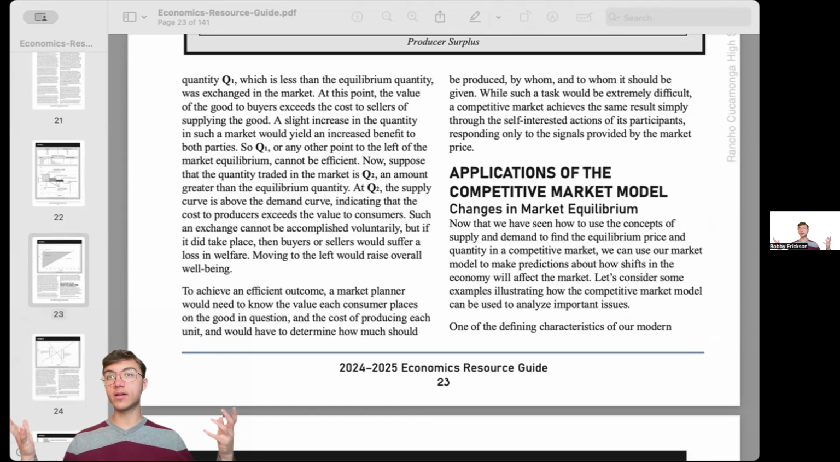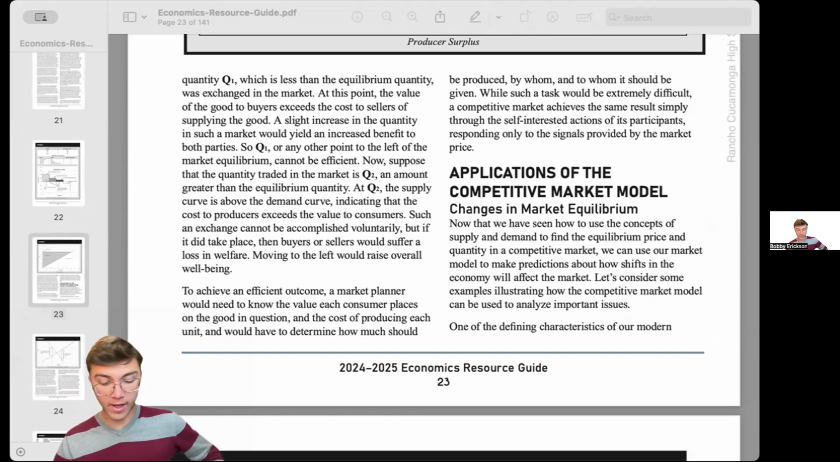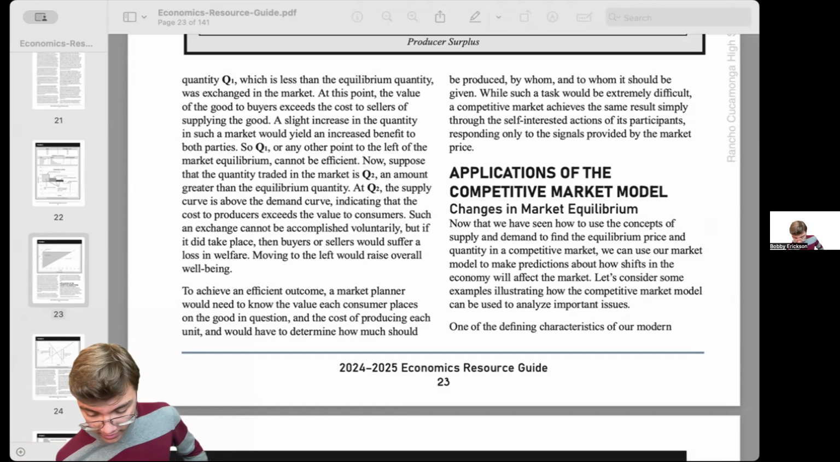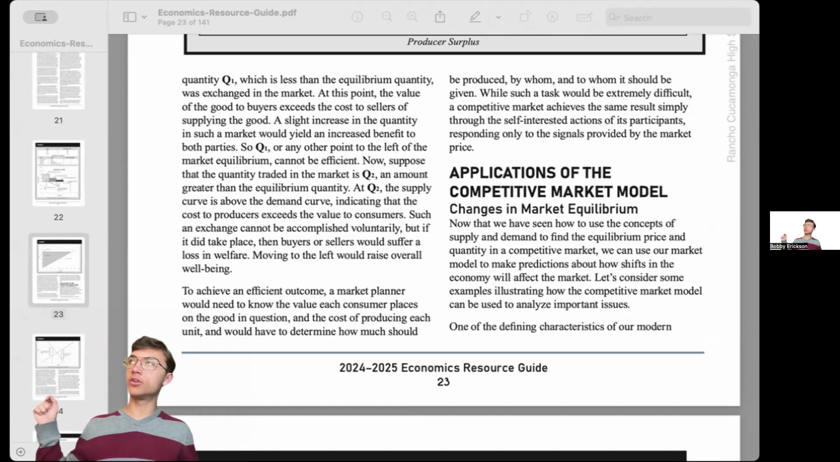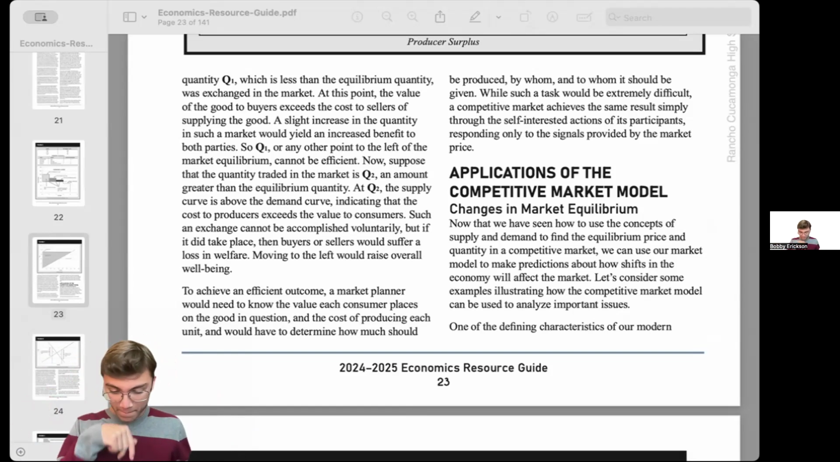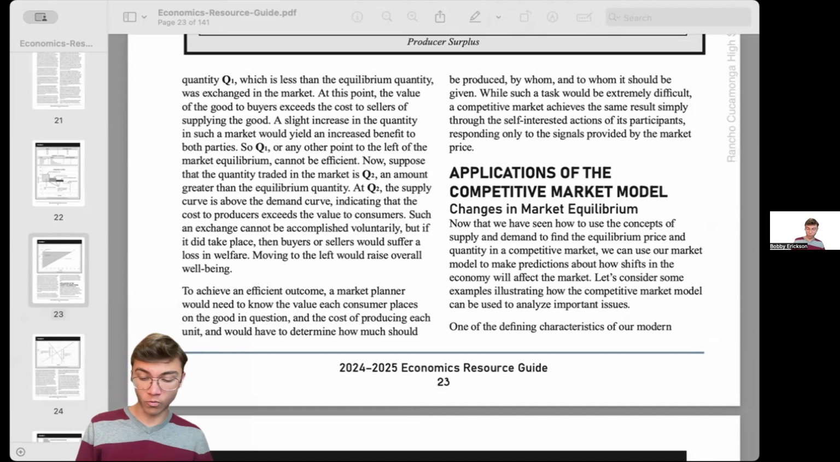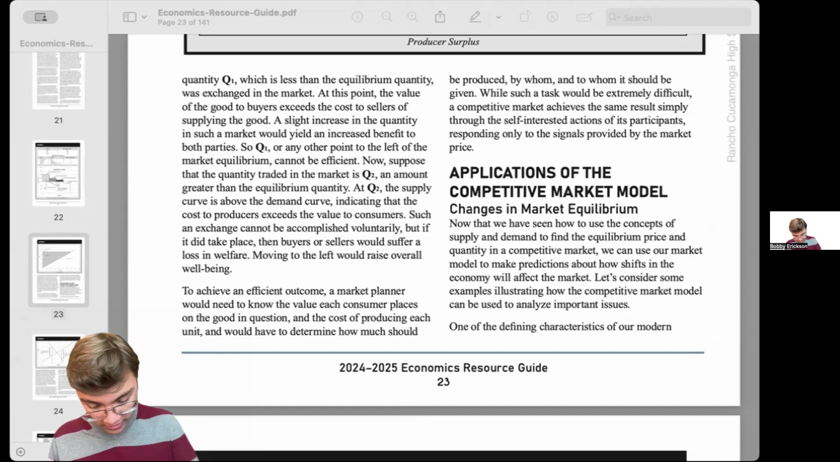So who's making it and who's receiving it is all determined by knowing the value of the good in question and how much it costs to actually produce. This is actually a very difficult task. If you had to be a market planner, you would have to know what every single person values this good at, and what every single producer's cost is. But a competitive market simply takes into account the self-interested actions of its participants.